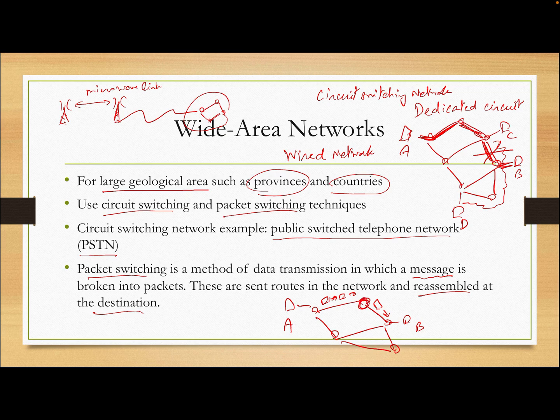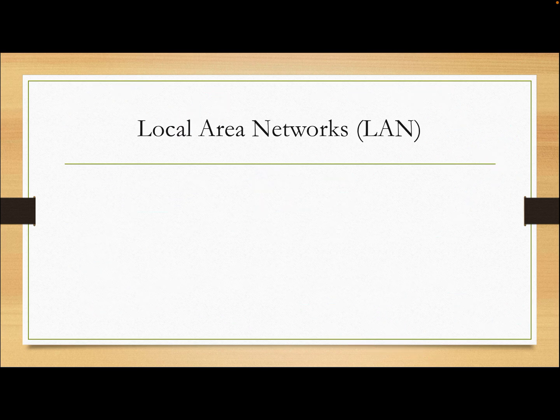Now suppose C wants to send to D here. C can send its own packet. They can use the same wire or the same link to transmit both the A to B packet and the C to D packet at the same time. This is the packet switching nature. You can share the resource. You can send at the same time.